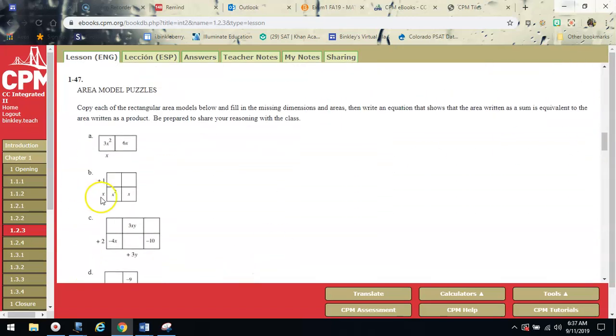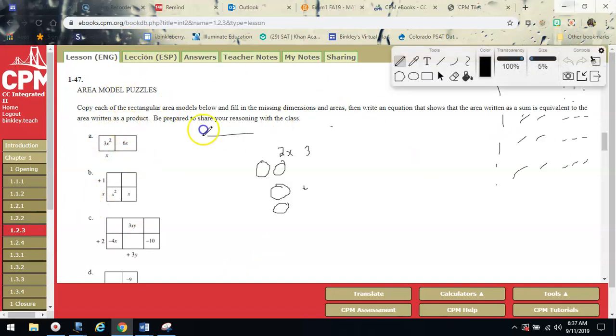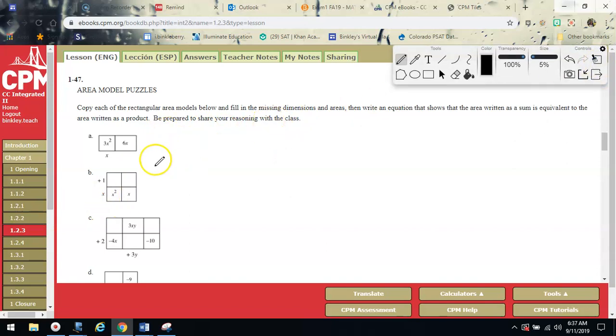And then 47, area model puzzles. What it wants you to do here is to fill in the puzzle. If I know this side is x right here, then I also know that it's x above, right? And then if it's 3x squared, what did I multiply this x by to get 3x squared? Well, I had to multiply it by 3 and then also by an x, because there's 2 x's, right? Or it's x squared. X times x is x squared, and 3 times 1 is 3.